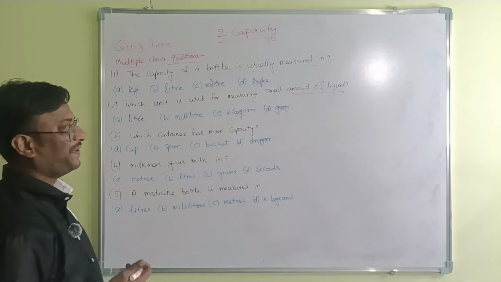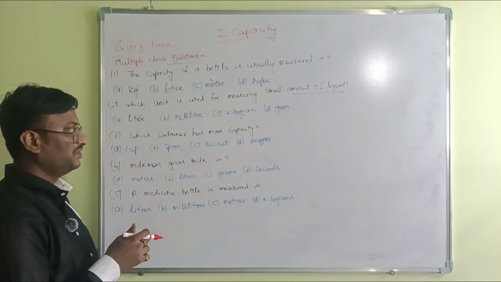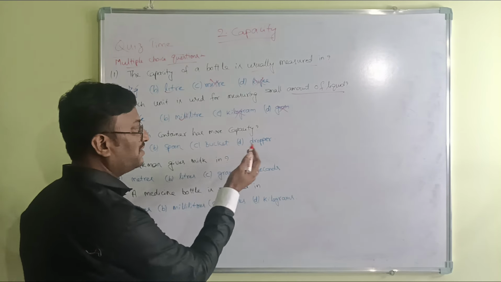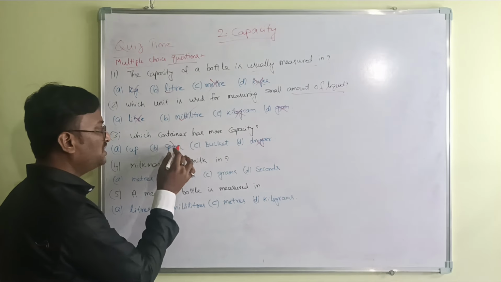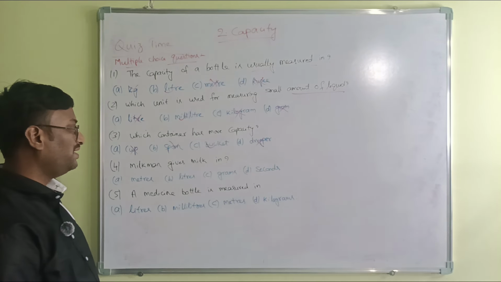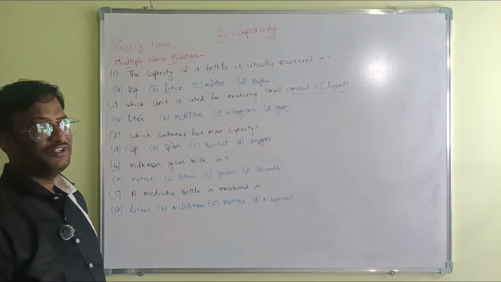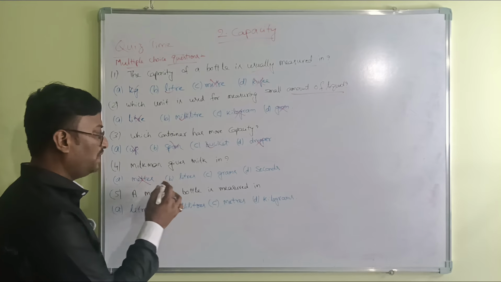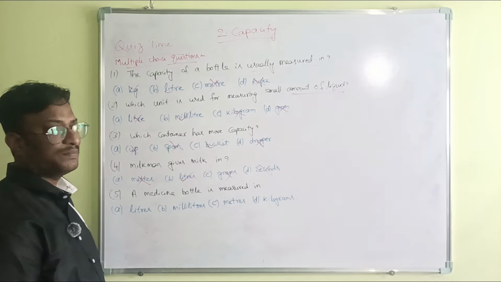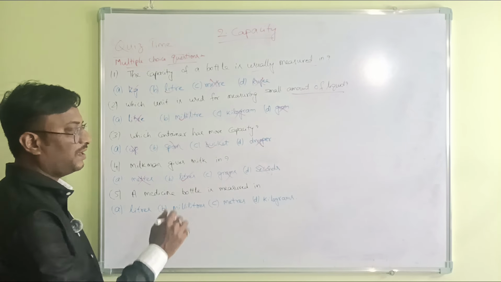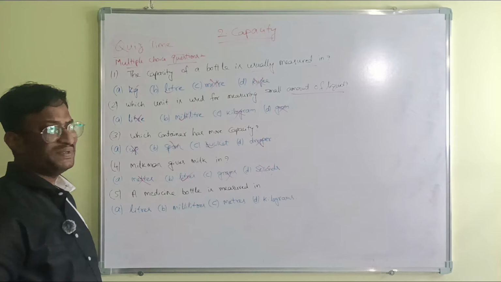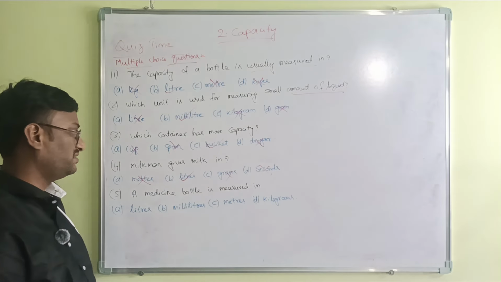Which container has more capacity? We have studied this concept already. The bigger one will have more capacity. Cup, spoon, bucket, dropper. Dropper is the smallest one, spoon is smaller, cup is smaller. So bucket is the right answer. Milkman gives milk in dash. In which quantity will the milk be given? Meters? No. Liters? Right. Grams? No. Seconds? No. Seconds will be measured in terms of time. Grams, kilogram, I mean weights. Weight is measured in terms of grams. Length will be measured in terms of meter. So liter is the right answer.